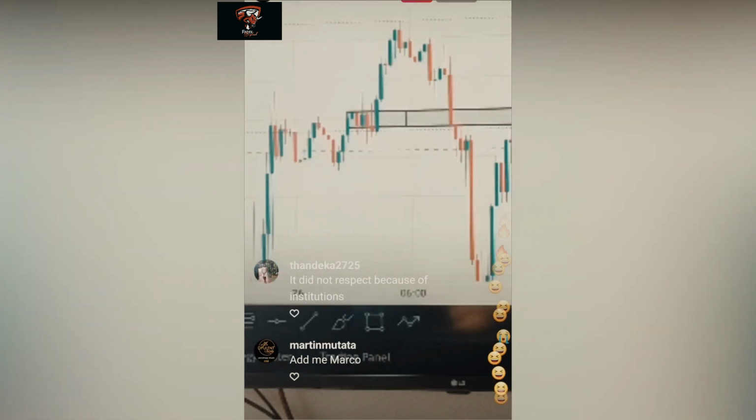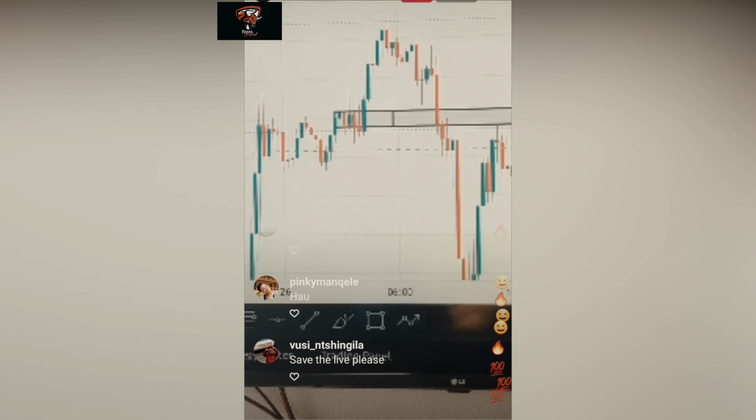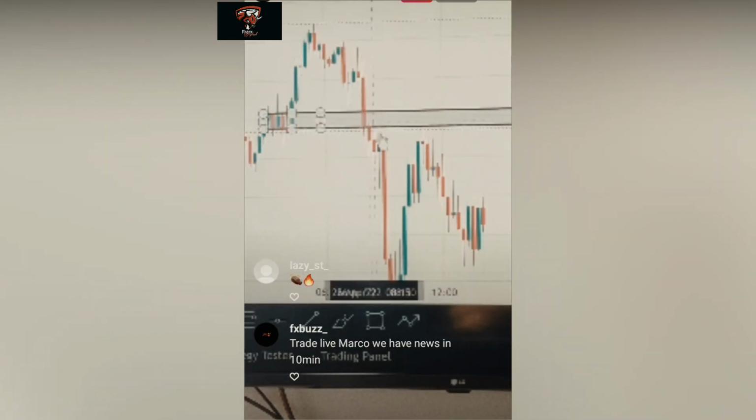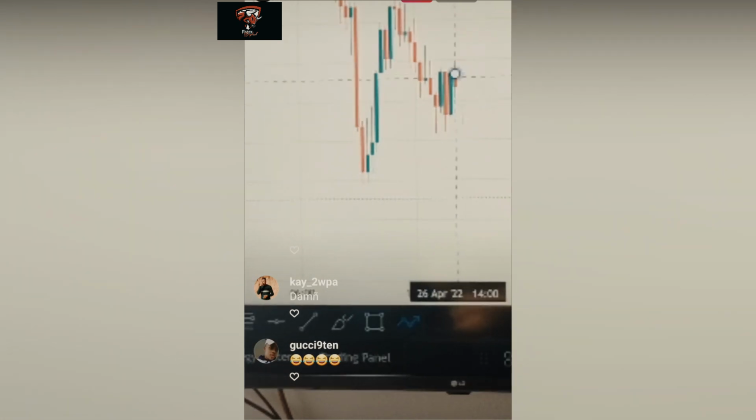So at the end of the day, what I'm saying is that is our contraction box. That is where the institutions have made a decision. You get me? They made a decision, and that's why when price failed to take out this high, we knew that price would then take out the low.